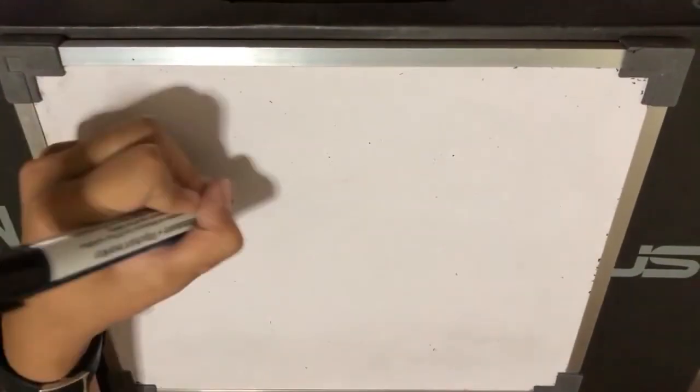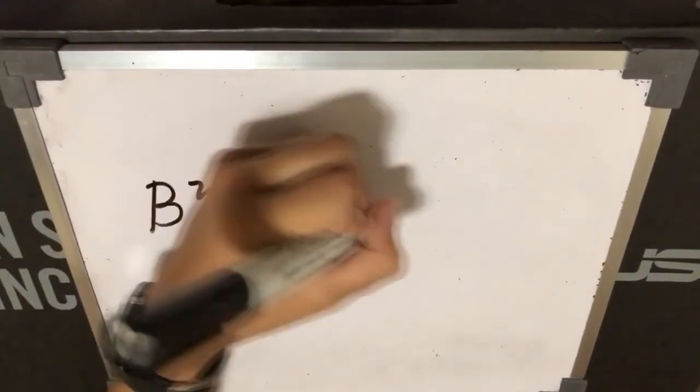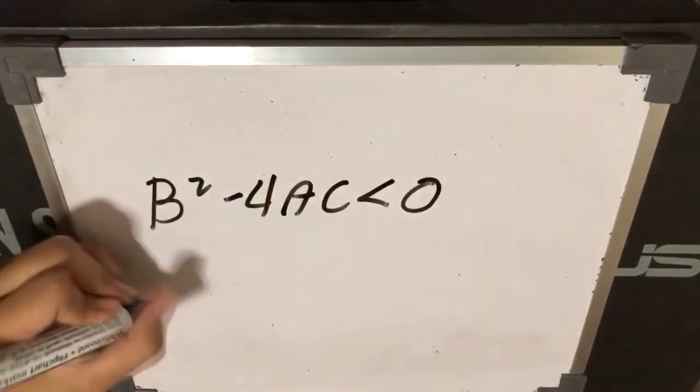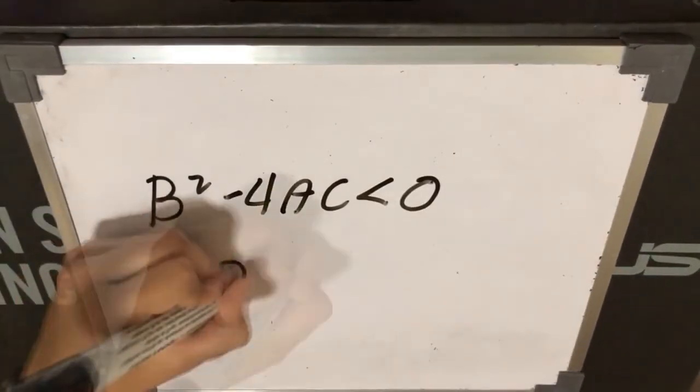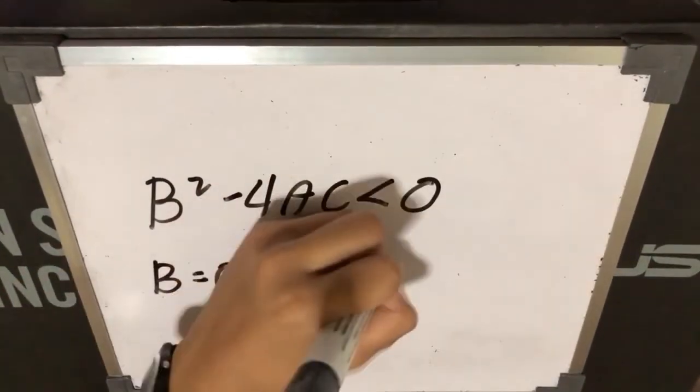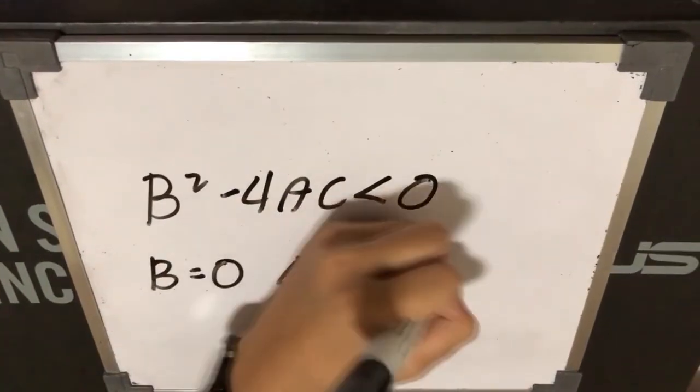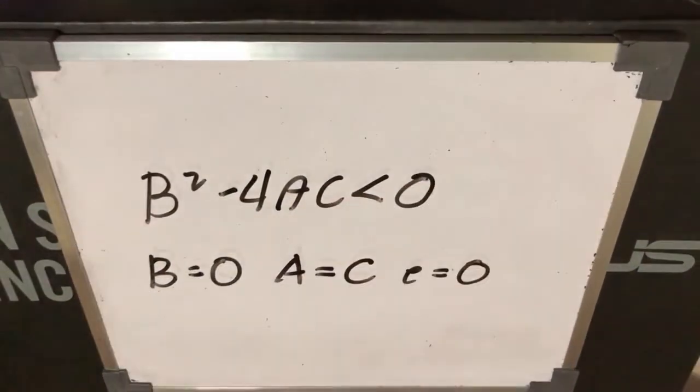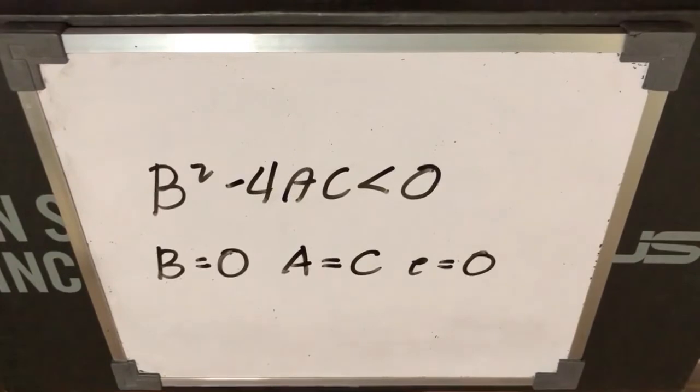For the circle, b squared minus 4ac is less than 0, b is equal to 0, a is equal to c, and the eccentricity is 0. Eccentricity is denoted by e. It is thought of as a measure of how much a conic section deviates from being circular.